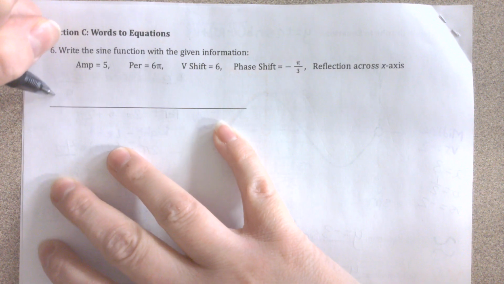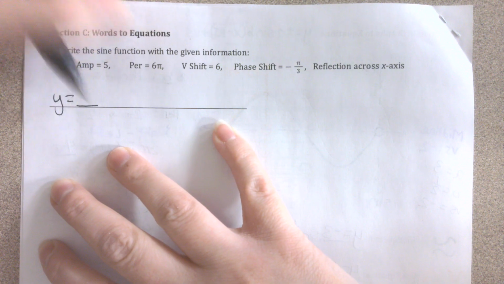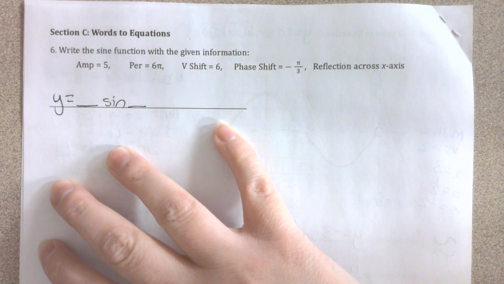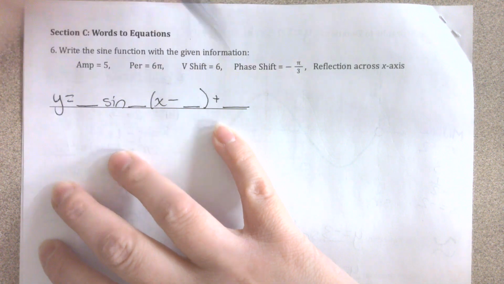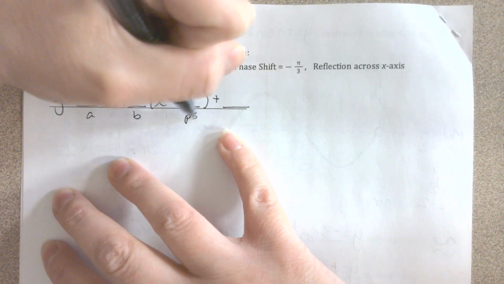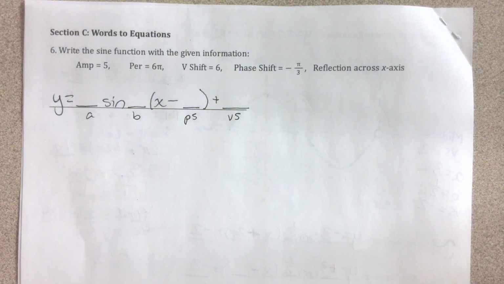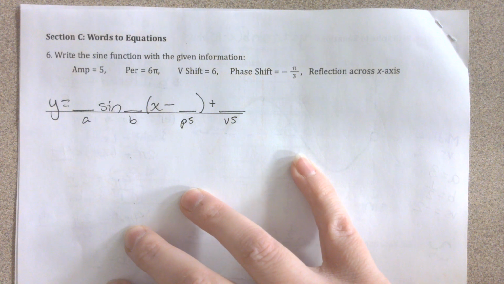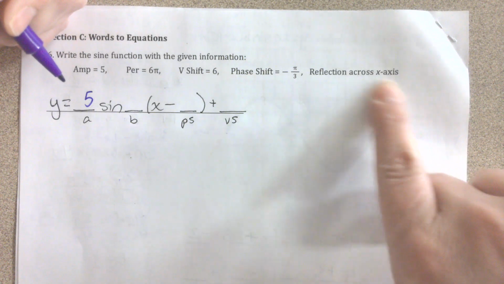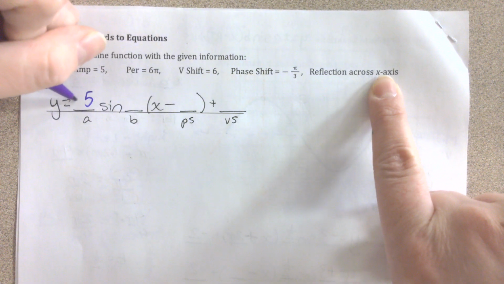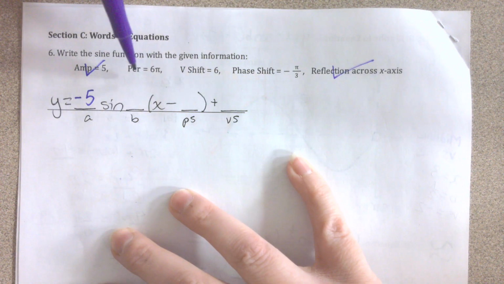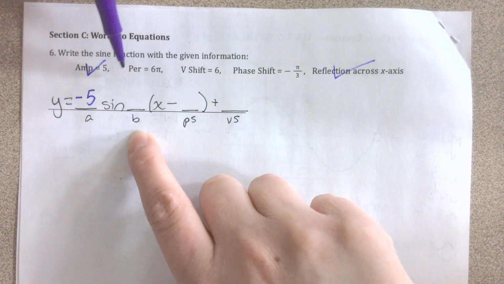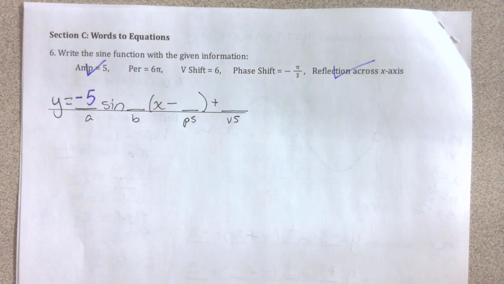I'm going to set up my equation. Y equals, leave some space for the A, sine, leave space for the B, x minus, leave space for the phase shift, plus vertical shift. Filling in from the directions, amplitude is 5, and I'm going to jump ahead here. There's a reflection across the x-axis mentioned at the end, so this is a negative 5. So I've taken care of amplitude and the reflection. Period is 6 pi. That information is given so that we can find B. So let's do that.